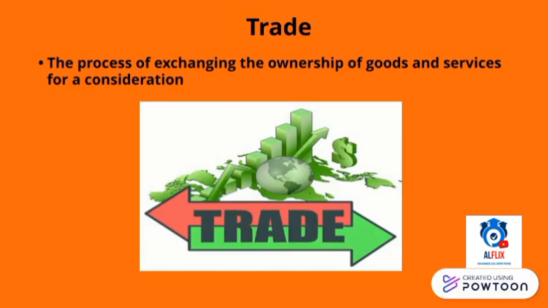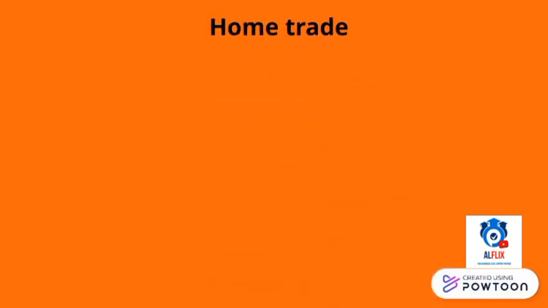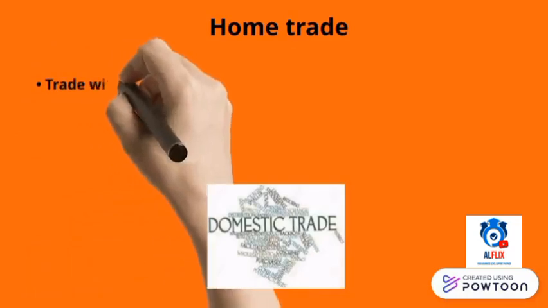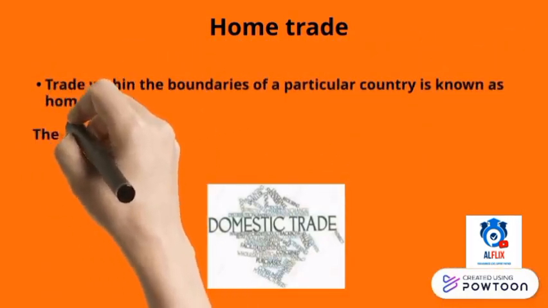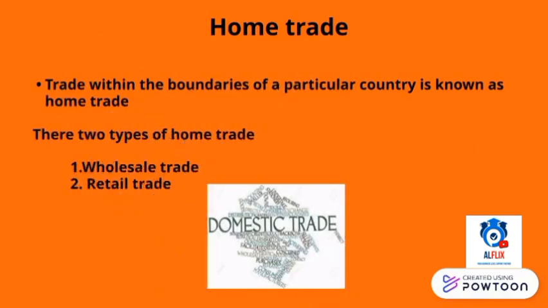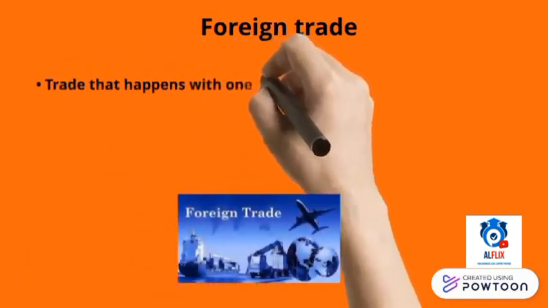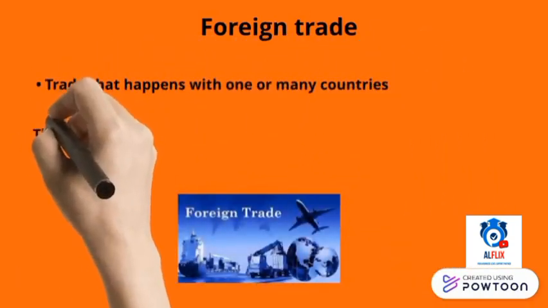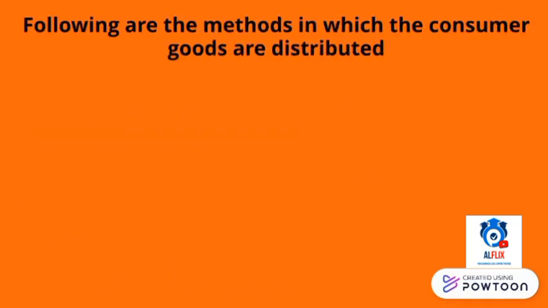Let's look into the types of trade. Trade is divided as home trade and foreign trade. Home trade: trade within the boundaries of a particular country is known as home trade. There are two types of home trade: wholesale trade and retail trade. Foreign trade: trade that happens with one or many countries. There are two types of foreign trade: import and export.